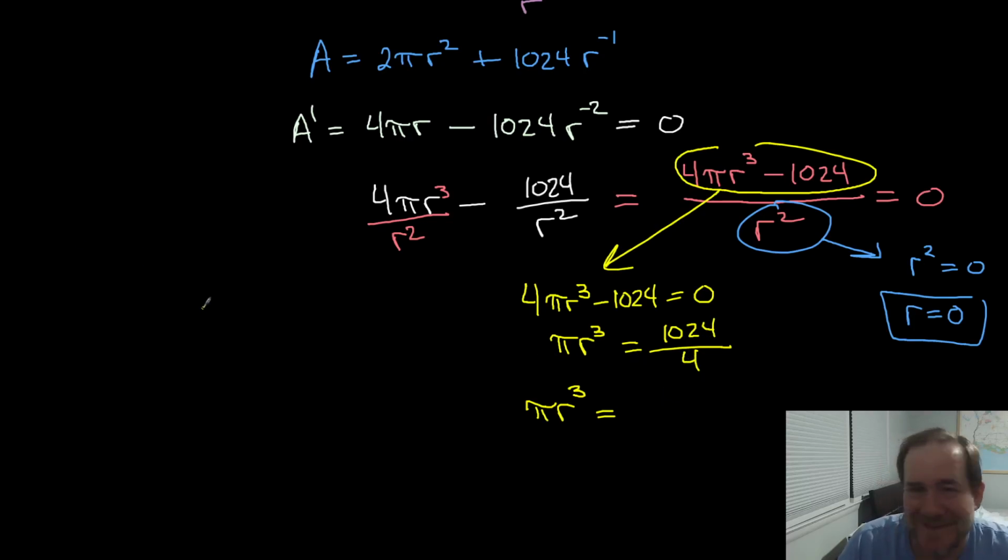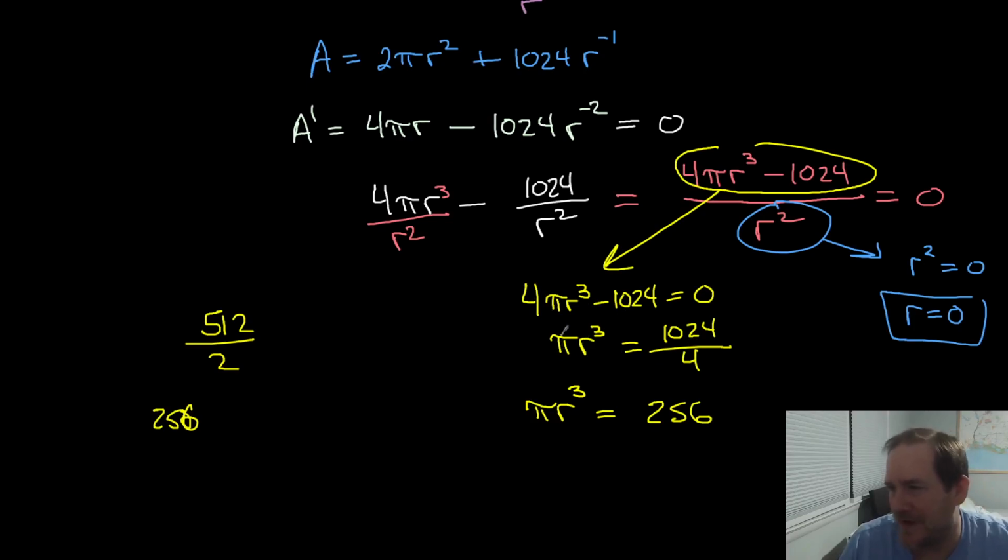I don't know. I'm bad at math. 512 divided by 2. What is that? 250 plus an extra 6, so 256? Okay, yeah, that makes sense. Alright, 256. But guess what? I got to move the pi too. So really when we divided by 4, we should have just divided by 4 pi.